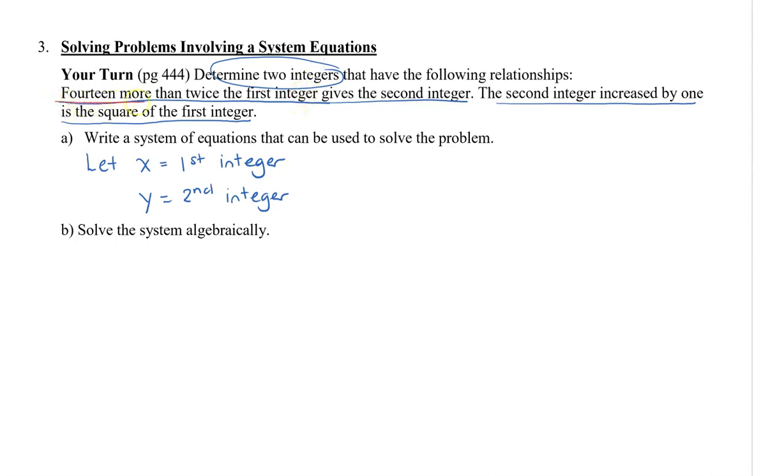So the first one tells us 14 more than twice the first. This part here, 14 more than twice the first, means we need to put the 14 at the back, and it's 14 more than twice the first. And then that will give, which means equals, the second integer, and the second integer is represented by y. So twice the first integer is 2 times x, and then 14 more gives us the second integer.